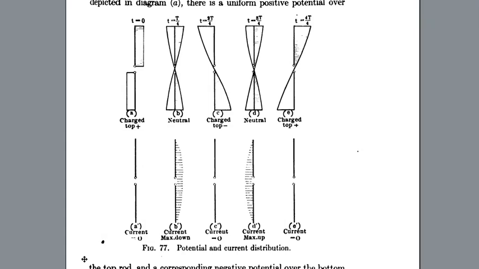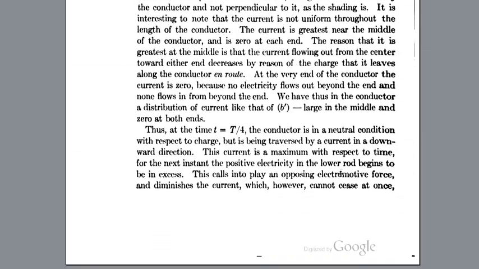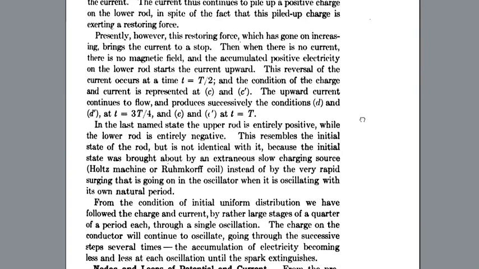The current continues to flow downward, though decreasing, because any diminution of the current diminishes the surrounding magnetic field and gives an electromotive force tending to preserve the current. The current thus continues to pile up a positive charge on the lower rod, in spite of the fact that this piled up charge is exerting a restoring force. Presently, however, this restoring force, which has gone on increasing, brings the current to a stop. Then, when there is no current, there is no magnetic field, and the accumulated positive electricity on the lower rod starts the current upward.